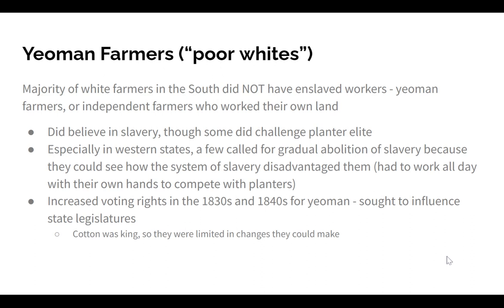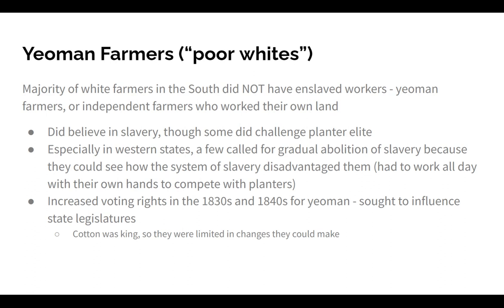Before we talk about that, let's talk a little bit about yeoman farmers. So these were poor whites. These are the yeoman farmers of Jefferson's conception. These are the majority of white farmers in the South. They did not have enslaved workers. They were independent farmers who worked their own lands and owned more or less self-sustaining family farms. Now, these yeoman farmers, because they didn't own slaves, you would think maybe they were less in support of slavery, but most of them believed in slavery. A few people challenged the planter elites, especially in Western states. A few called for gradual abolition of slavery because they could see how the system of slavery disadvantaged them.